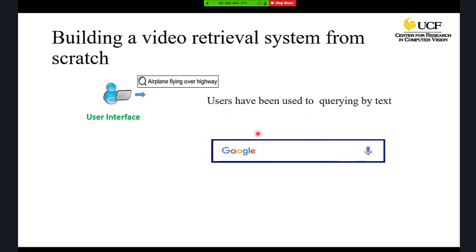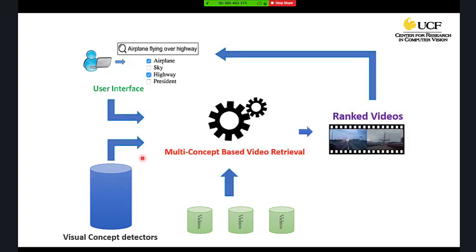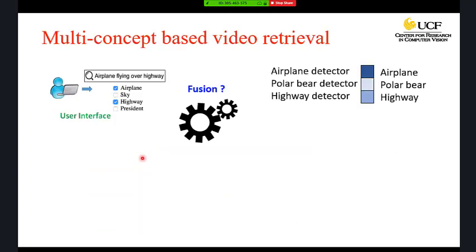So all of us use natural language sentences to interact with video search engines like Google, Bing, or Yahoo. The way these search engines work is that they have access to a lot of videos and also visual concept detectors. So the search engine basically selects a few concepts out of your search query based on its visual concept detectors and ranks the videos for you. So the main question is how do they fuse these concept detectors' output?